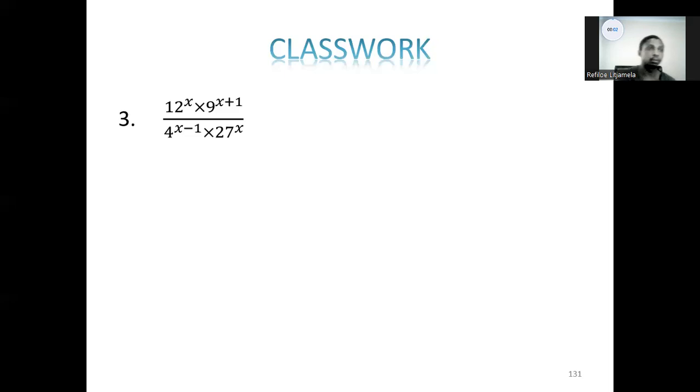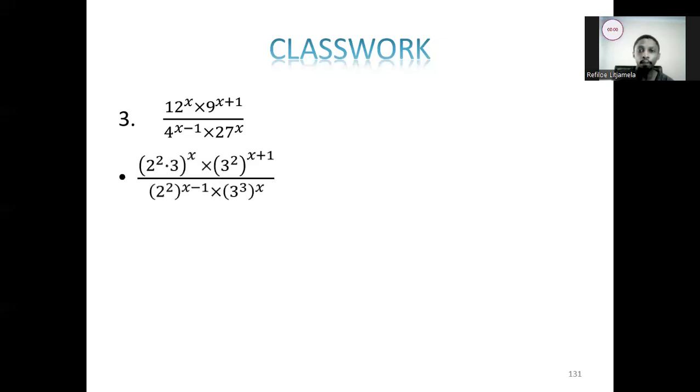All right. Yes, you needed to prime factorize 12. What did you get when you prime factorized 12? You got 2 squared times 3, so you put that in brackets. Then you prime factorize 9, you prime factorize 4, you prime factorize 27. All of those, you put them in brackets. Then you multiply your exponents. This is what you will get when you multiply your exponents.